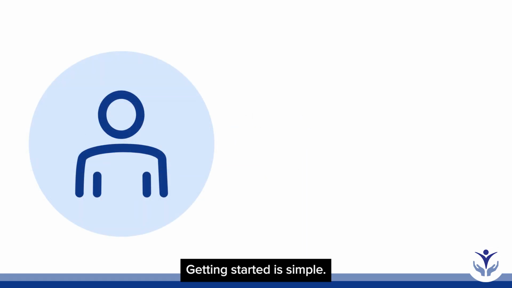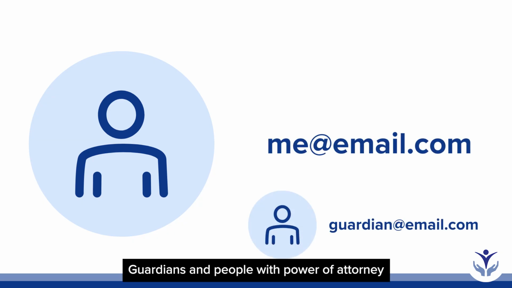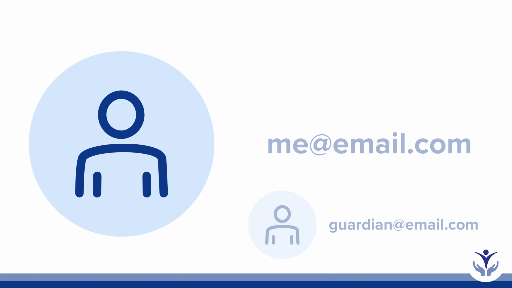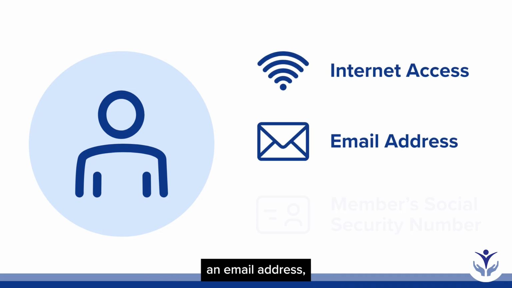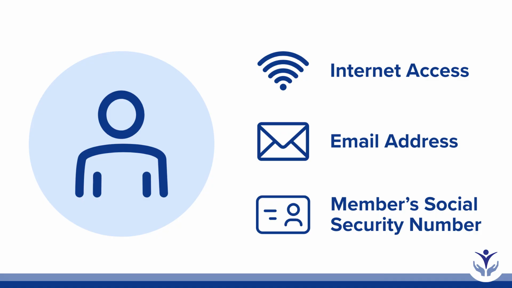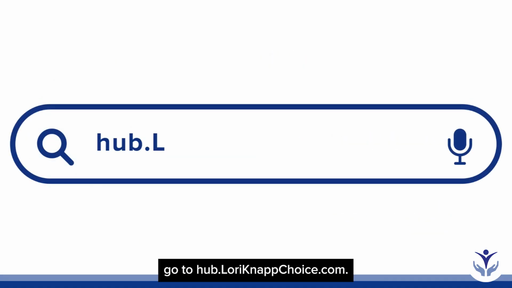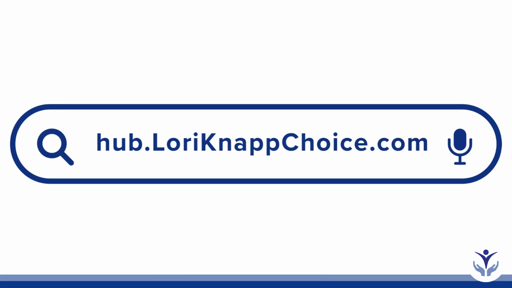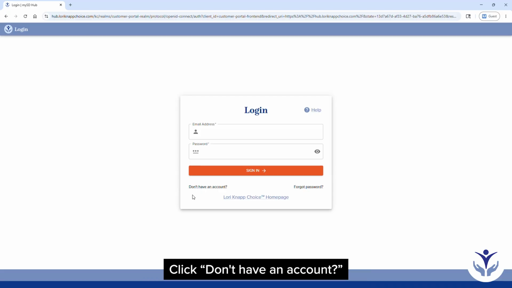Getting started is simple. If you are a Lori Knapp Choice member, you only need to create a login. Guardians and people with power of attorney should create their own login too. Before you begin, make sure you have internet access, an email address, and the member's social security number. To register, go to hub.loriknappchoice.com. You will be brought to the login page. Click Don't Have an Account.